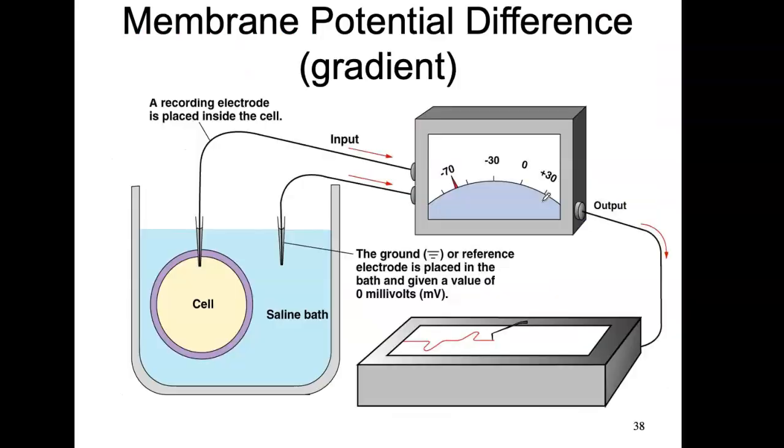This is how you would do it in a saline bath. You would have a cell, and this is a voltmeter, and you have one electrode that's inside the cell here, and one that's on the outside in saline in a water solution, so that you're making a comparison between in and out here. And this ground or reference electrode is placed in the bath and given a value of 0 millivolts. If I give this a value of 0, this is going to be in relationship to this 0 value.